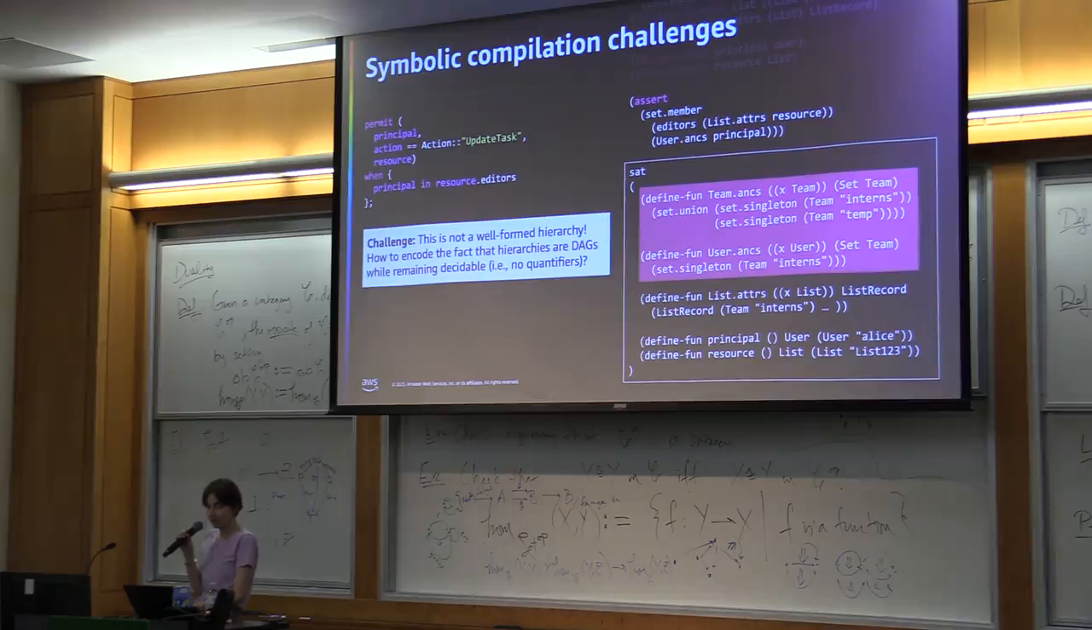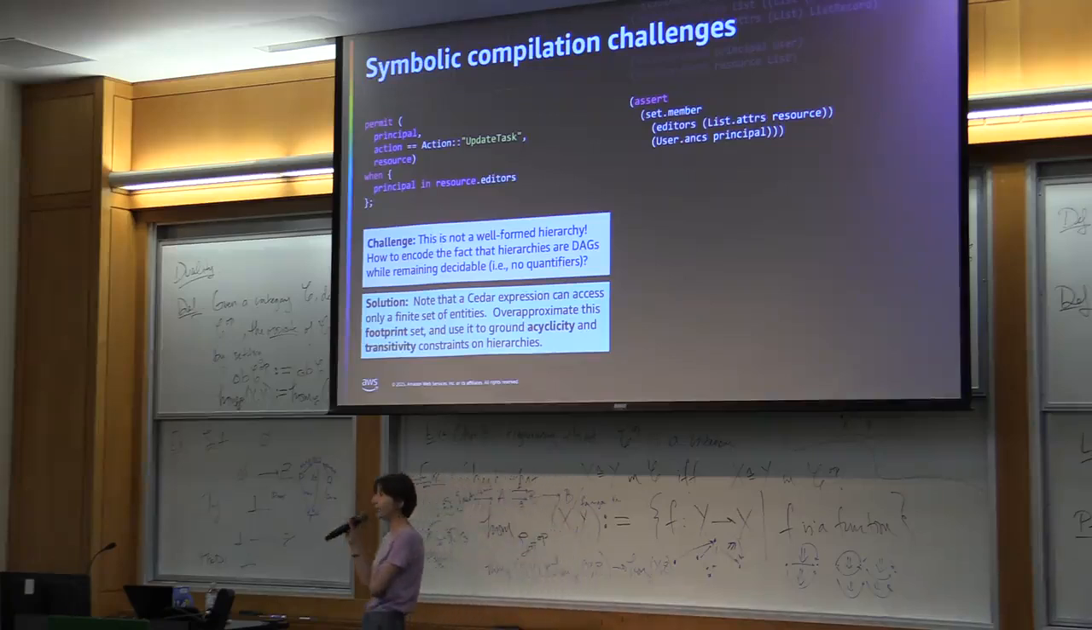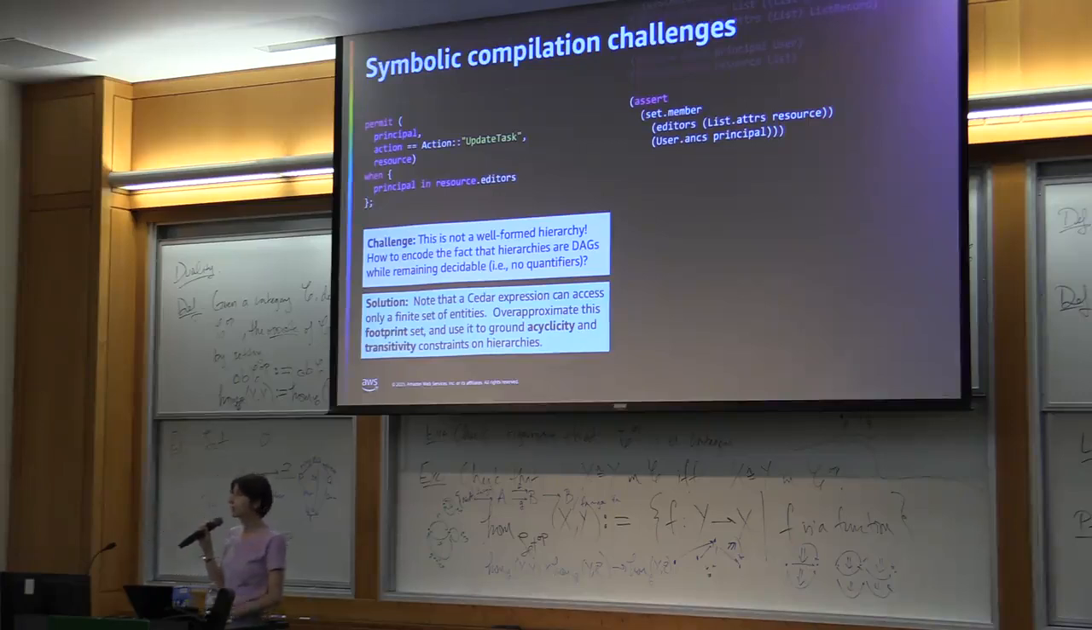So what do we do? We use this neat trick by which we observe that because the Cedar policy is free of loops, that means that the number of entities that it can reach through any execution is finite. We can statically over-approximate this finite set. And we can ground the acyclicity and transitivity constraints on this finite set and only emit those. We call this finite set the footprint, and to a first approximation, it is all the sub-expressions in the policy that are of type entity.